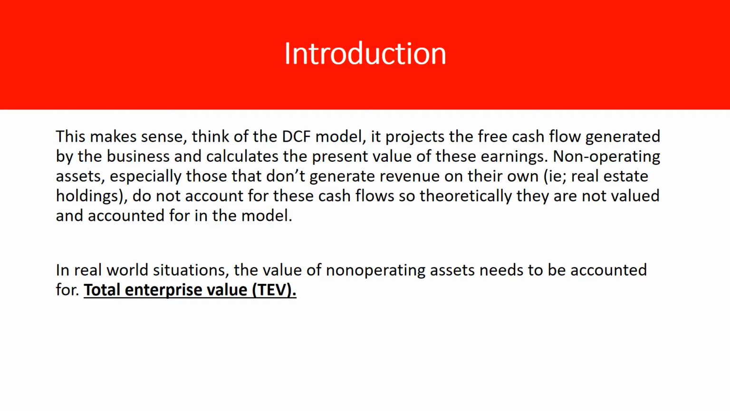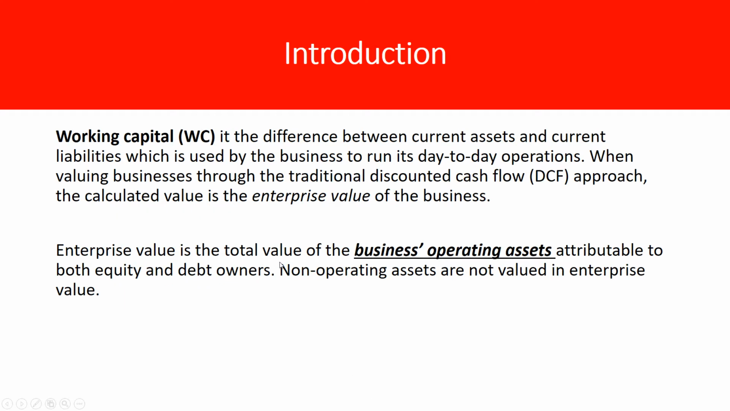And so this adjustment is irrelevant when it comes to asset value calculations. If you're calculating the net asset value of a business, the working capital of the business will properly be accounted for. But with a DCF model, you're not accounting for the asset value of the business. You're calculating the enterprise value of the business, which is very important. Once again, it is the total value of the business's operating assets attributable to both debt and equity holders. So it's the business's operating assets, its core business. And so the non-core assets are not accounted for.